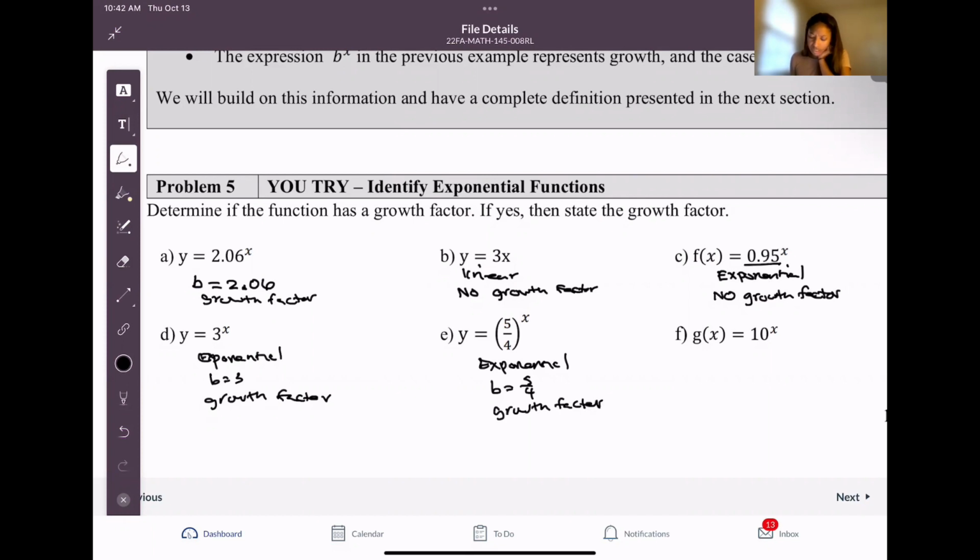And the last one, 10 to the x power. This is exponential again. The base here is 10. And since 10 is bigger than 1, the base is a growth factor. All right, so any positive number raised to the x power is an exponential function. If that base is bigger than 1, we call it a growth factor. If it's less than 1, we call it a decay factor.